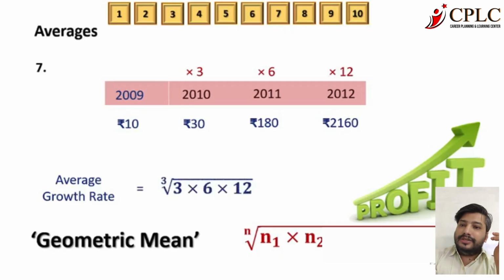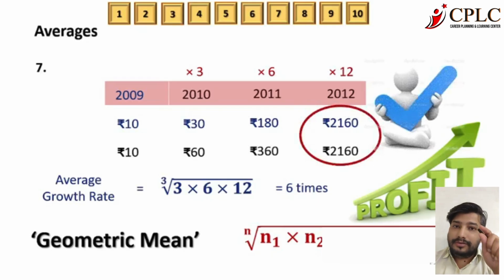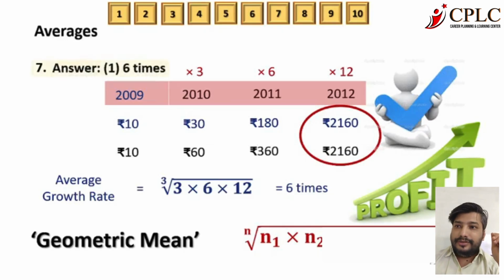So 3 into 6 is 18, 18 into 12 is 216, and 216 is the cube of 6 straight away. So the answer should have been 6 times instead of 7 times, which is the correct answer. Again let's verify with the numbers. The 10 rupees is the profit. Every year it is going to become 6 times, flat is what we are saying. So 10 becomes 60, 60 becomes 360, and 360 becomes 2160, which is what the original numbers were also saying. So same answer, same logic. So the answer is 6 times instead of 7 times. That is your question number 7.